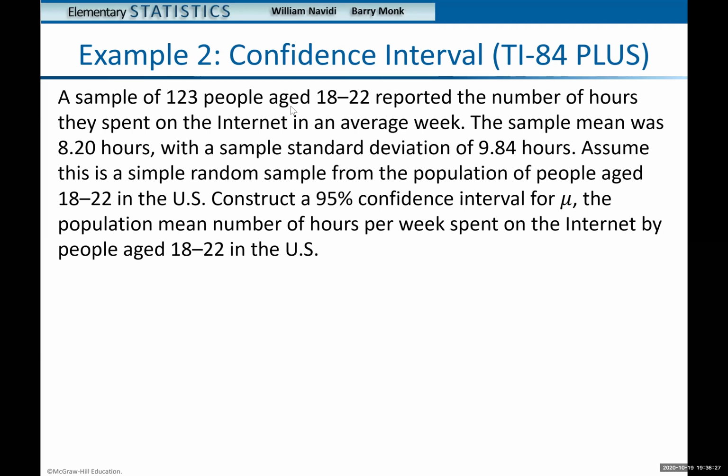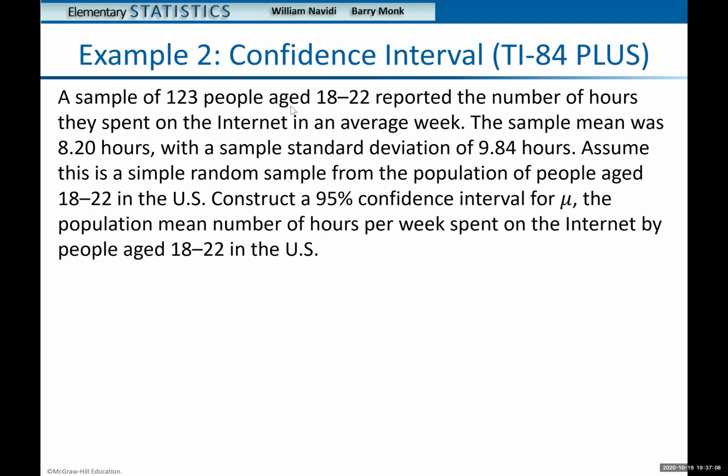A sample of 123 people aged 18 to 22 reported the number of hours they spent on the internet in an average week. The sample mean was 8.2 hours with a sample standard deviation of 9.84 hours. Assume this is a simple random sample from the population of people aged 18 to 22 in the US. Construct a 95% confidence interval for the population mean number of hours per week spent on the internet by people aged 18 to 22 in the US.